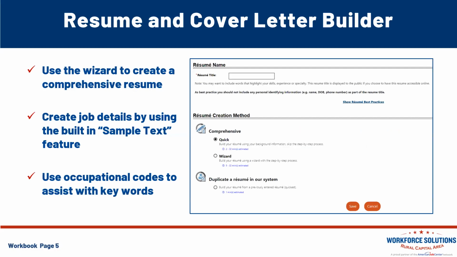Now, that resume and cover letter builder, once you have your core background completing your profile, you can create a resume in no time. It'll also allow you to upload a resume. Now, having your primary and secondary occupations are key so that you can get those occupational codes that can help you get those keywords in your resume to increase your applicant tracking system score.